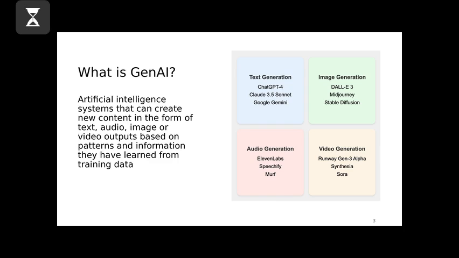And this content can be in the form of text, audio, image, or video outputs based on the patterns and information the systems have learned from the training data. On this slide, you can see some of the generative AI tools that are available for text generation. For example, we have ChatGPT, Claude, Gemini, or Copilot. I'm sure some of you have tried out these different text generation tools.